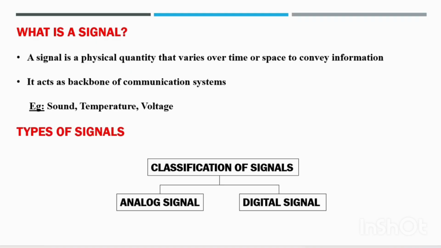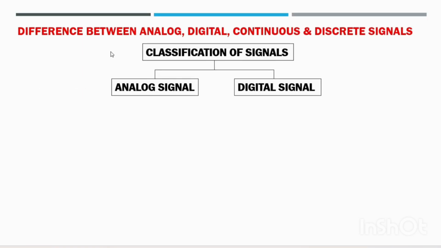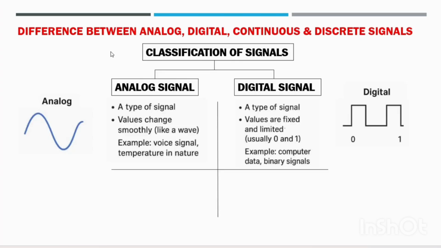So coming to the classification of signals, the signals are broadly classified into two types, analog signal and digital signal. What is analog signal? It is a type of signal where the values change smoothly. Smoothly in the sense gradually. As you could see here, the values gradually increase and gradually decrease. These type of signals are called as analog signals. The real world examples are voice signals and temperature signals.